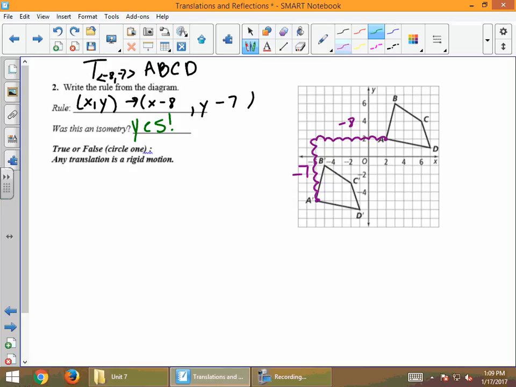But true or false, any translation is a rigid motion? All the examples we just did of translations, all these different translations we did, does the size or shape of the figure ever change? No. So Seth, what do we think it is? True. You're just sliding something around. Think of anything you're sliding around on your desk. Is it going to change shape or size? No. You're just changing its location. You're not changing how big or small it is. Good. Counting. Not too bad, right?